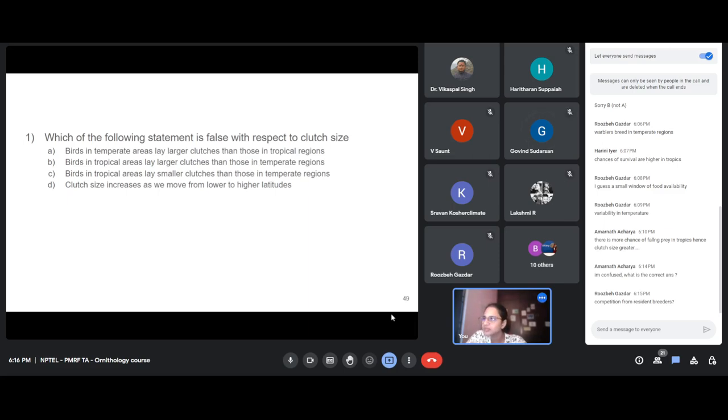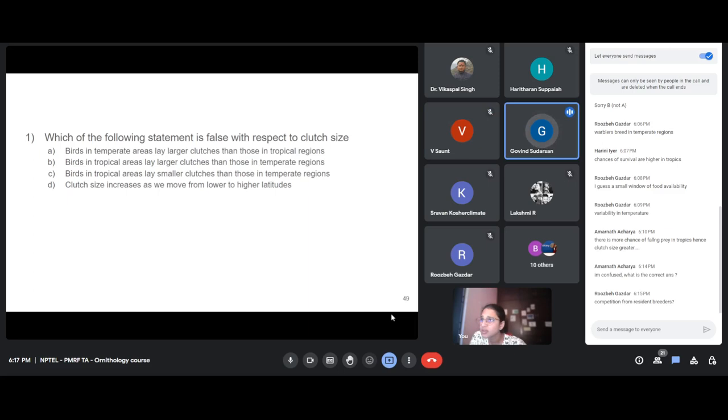Yeah, Govin? Regarding my previous question, do warblers breed in the eastern Himalayas? I actually do not know that. Maybe you could just Google that right now and see. I'm not sure if they are breeding there or not, but I think they are winter visitors. I'm not sure. Warblers, which one?